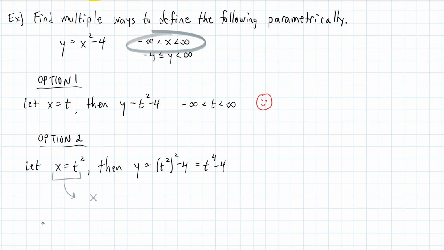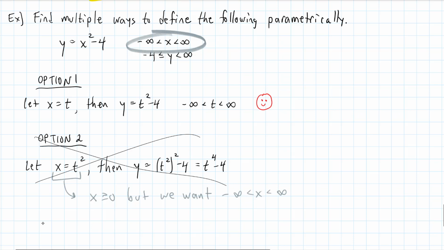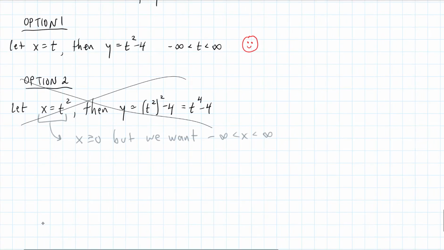So this right here is the problem. X will always be positive, but we want x to be any real number. So this doesn't work. This is no go. We can't have that. Well, what else could we do? All right. Well, let's learn from that mistake.